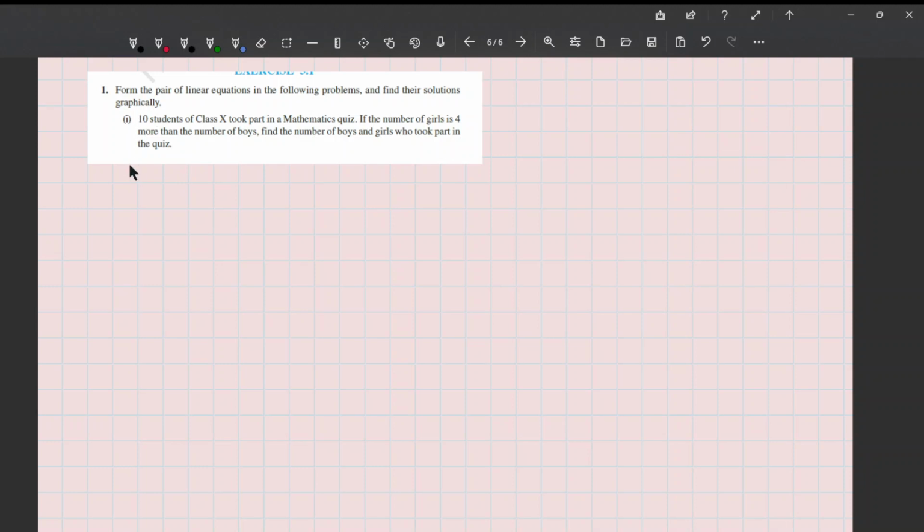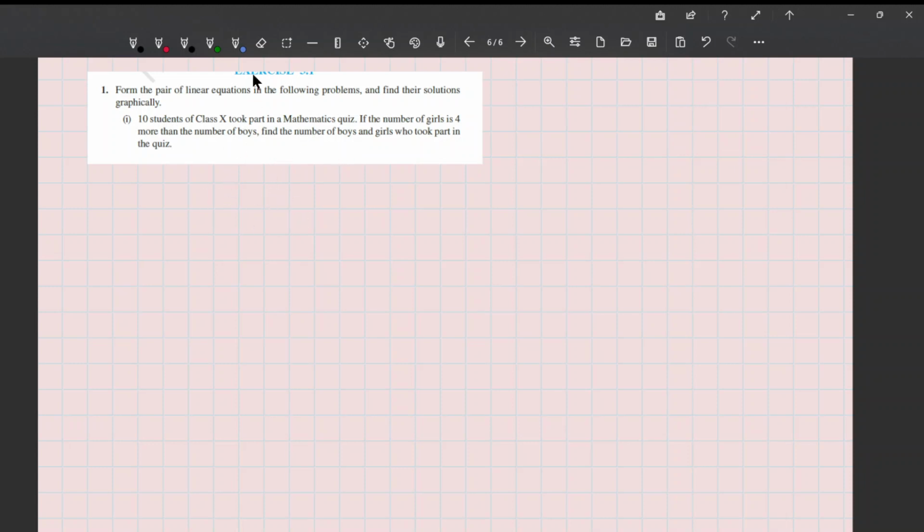So we are supposed to form equations based on the information which is given to us, and then we are asked to solve it graphically. So what is the information given to us? As soon as you start the sum, it says 10 students participated in the maths quiz. So there were boys and girls, the total number was 10.